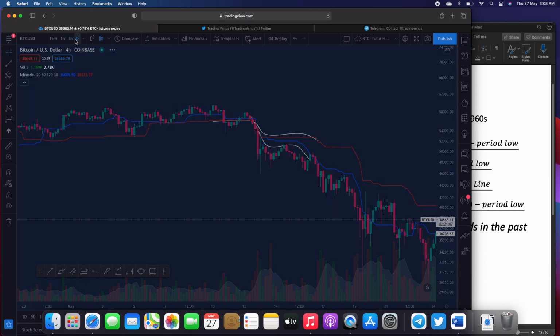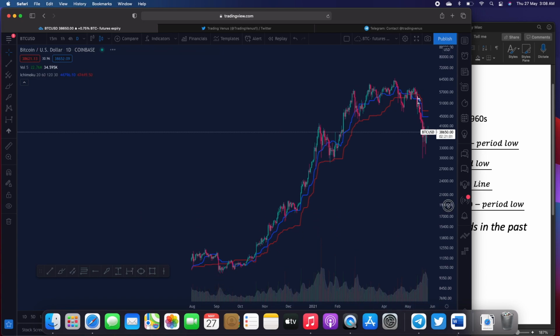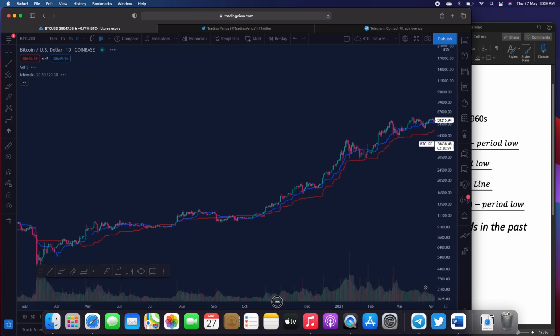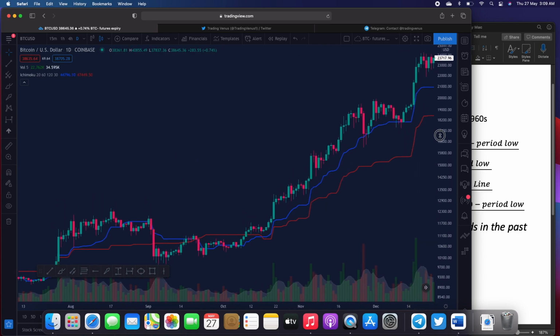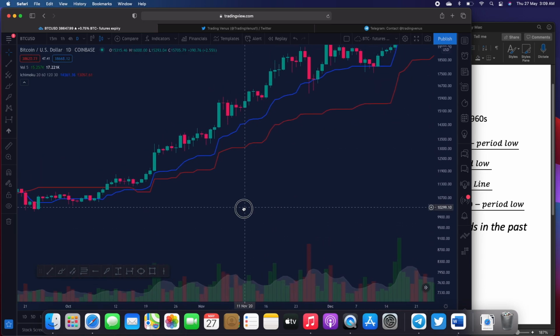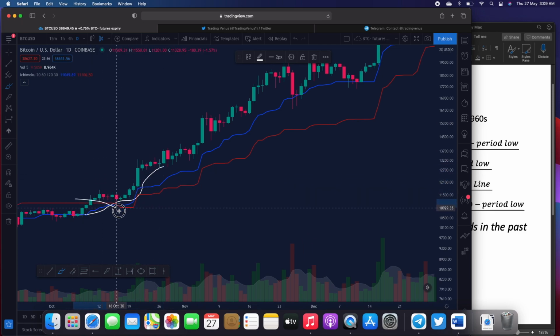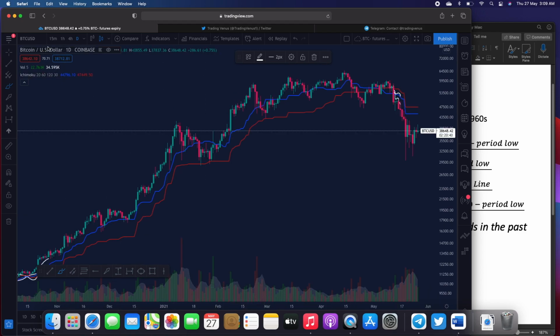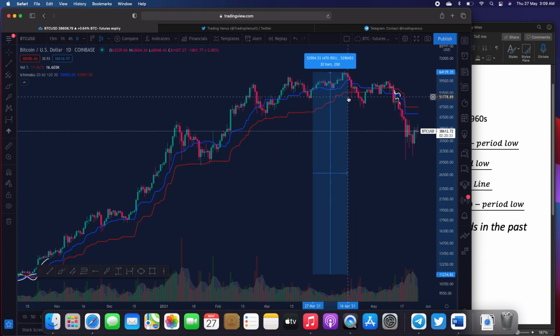We can see that on multiple time frames, at multiple instances, this held true historically. So for example here, as soon as the conversion line went above the baseline, we saw a huge rally on the daily time frame in Bitcoin against the US dollar.